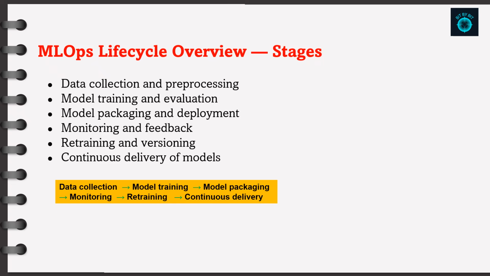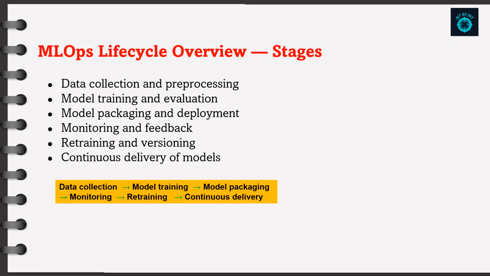Once deployed, we enter the monitoring and feedback phase. This is where performance is tracked to detect issues like model drift, data changes, or degraded accuracy. When performance drops or new data becomes available, we move to retraining and versioning. New versions of the model are trained, validated, and deployed using automated pipelines.